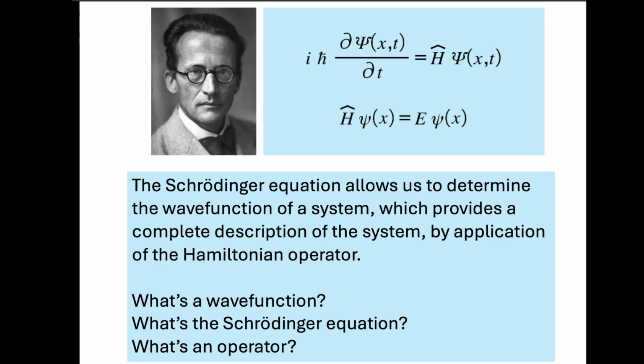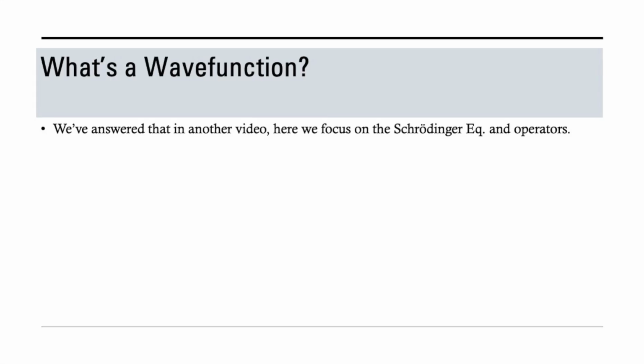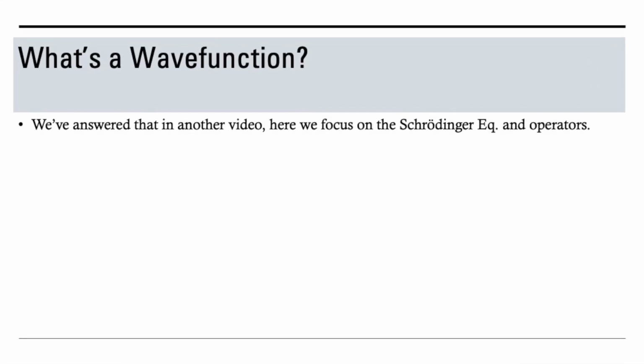The Schrödinger equation allows us to determine the wave function of the system. That's important because the wave function provides a complete description of the system, and we can find that wave function by application of the Hamiltonian operator. Now, this statement leads to several questions. What's a wave function? What's the Schrödinger equation? And what's an operator? These questions we're going to answer in this video.